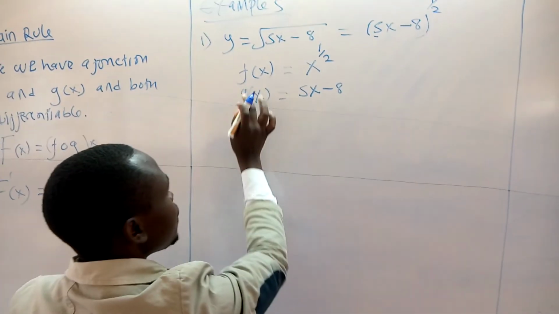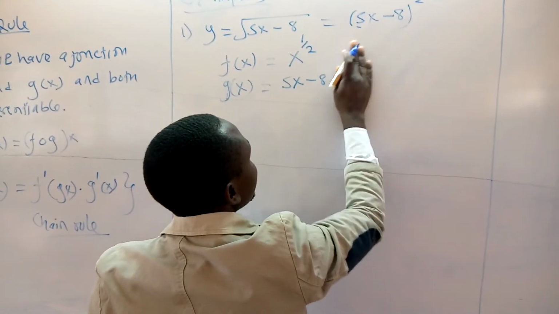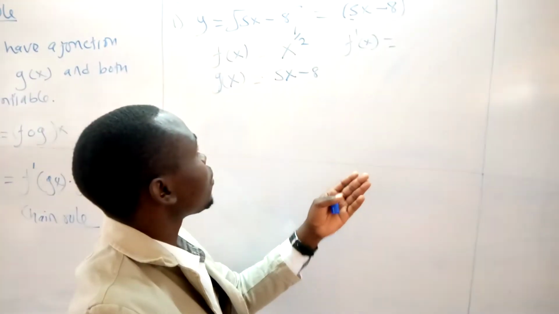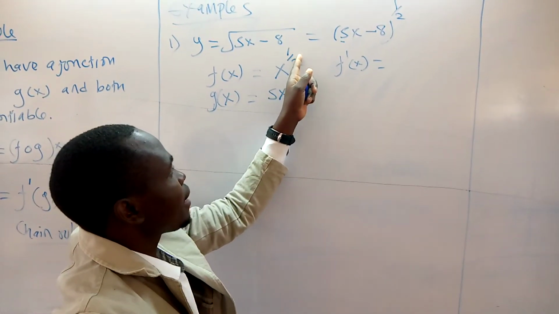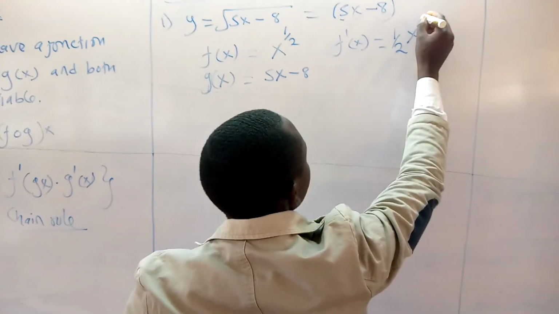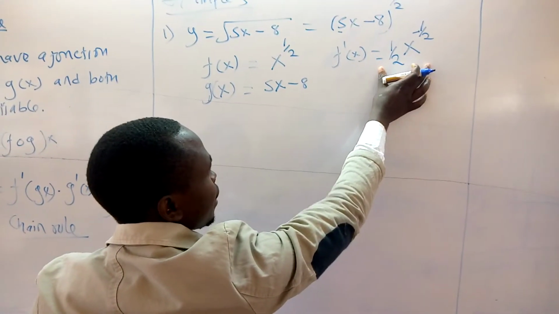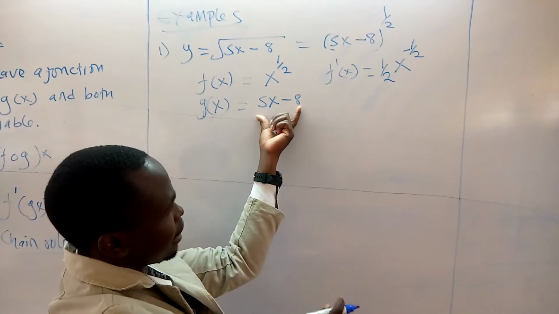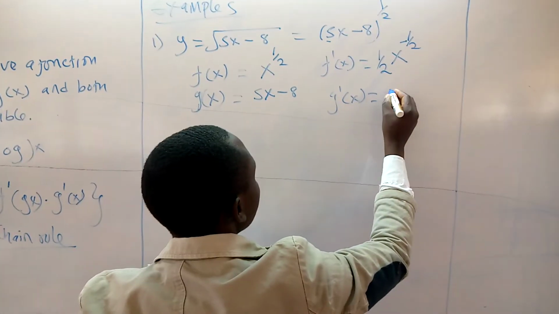After that I have to differentiate f, then differentiate g. If I differentiate f of x, remember the differentiation rule: I take the power, multiply, then subtract 1 from it. It will be a half x raised to a half minus 1, which is negative a half. This is my f prime of x. Then g prime of x, if I differentiate this one, is 5.